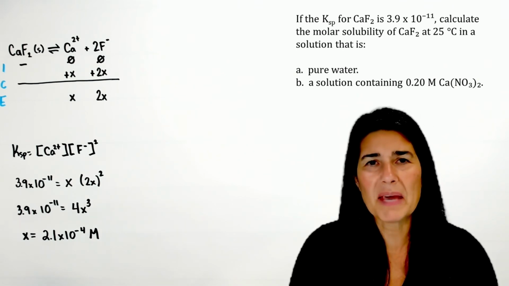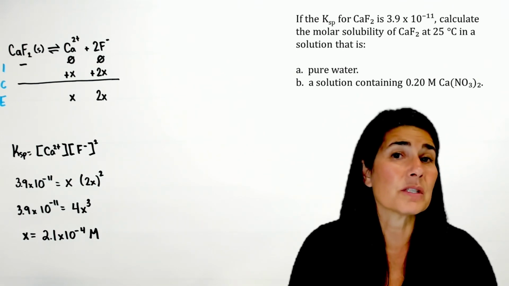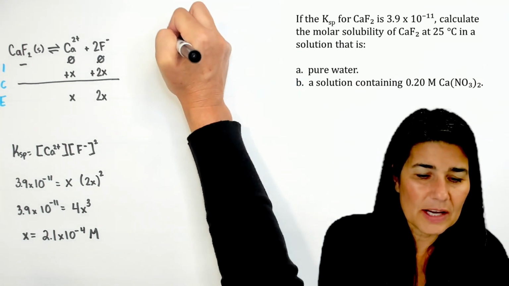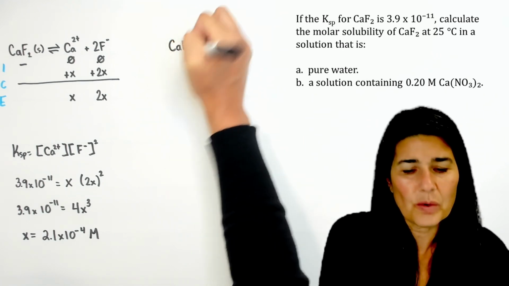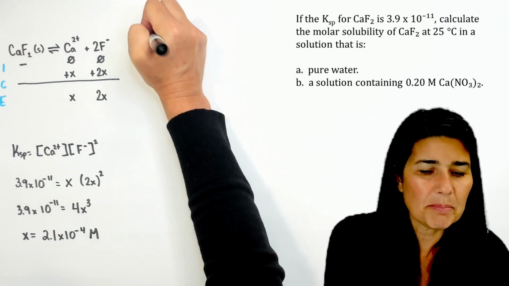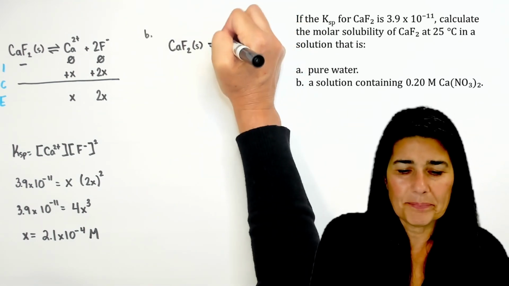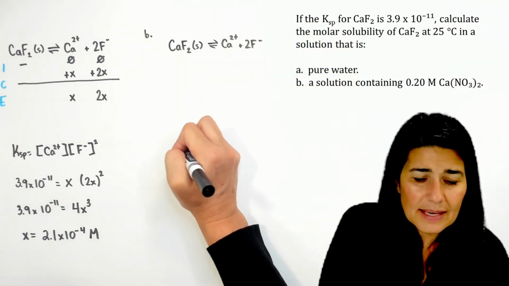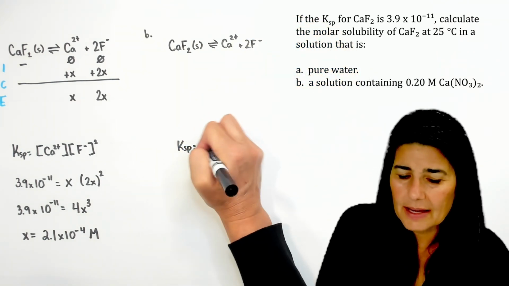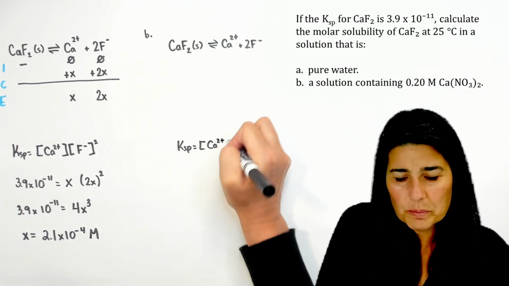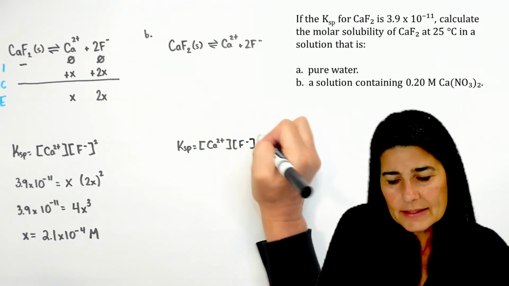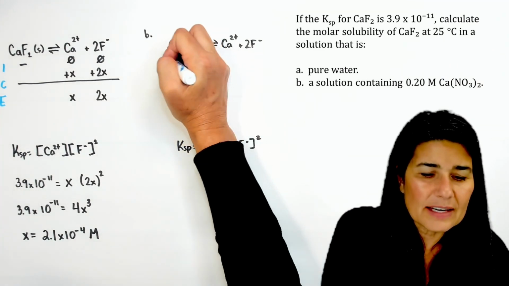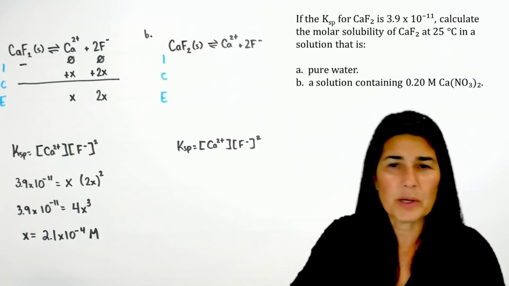What about situation B, where instead of using pure water, we're going to use some calcium nitrate? We're going to do exactly the same process. We need to start with an equation. CaF2 as a solid, I'll call this situation B, dissolves a little bit into calcium ions and 2 F minus ions. The KSP expression is going to look exactly the same as well. Ca2 plus multiplied by F minus squared. The only difference is what's in our ICE table. We need to do the initial, change, and equilibrium values.